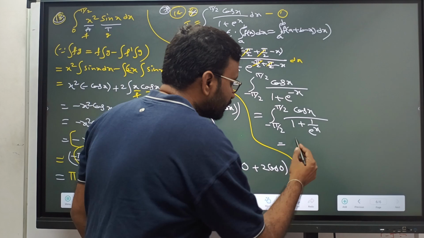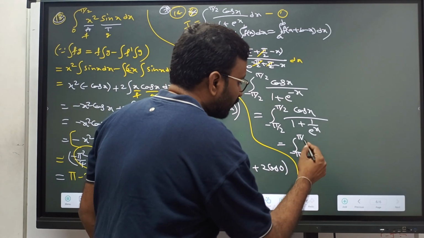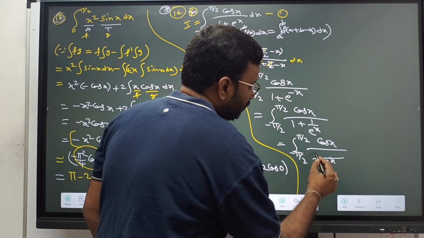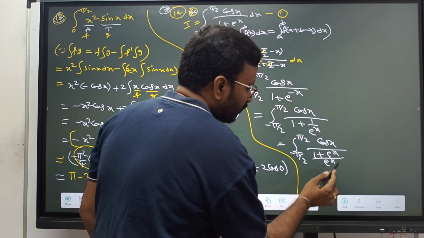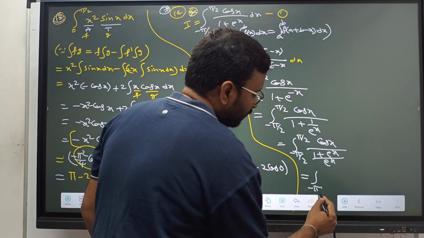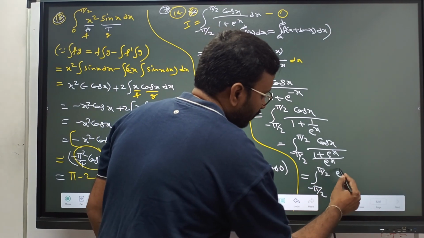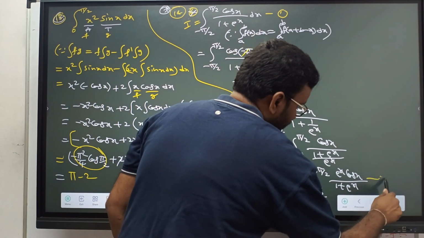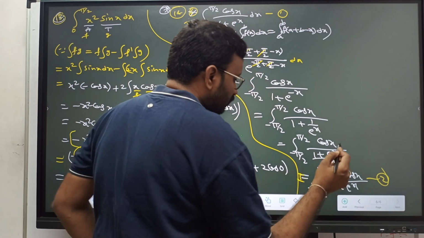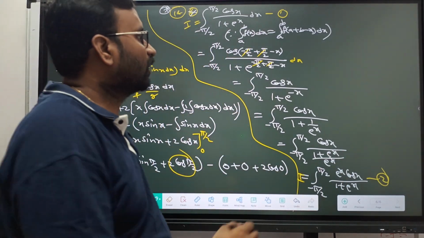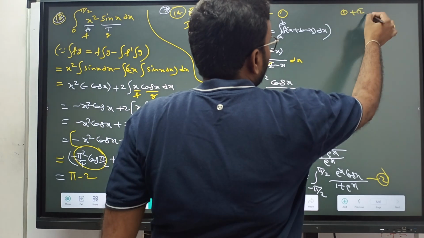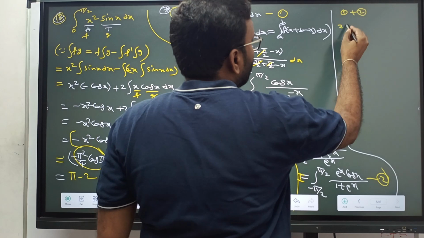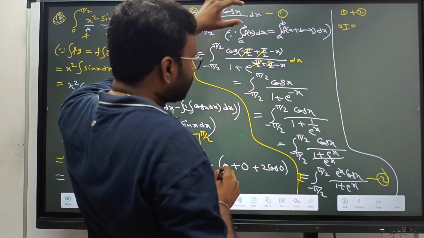Now 1 plus e power minus x can be written with LCM as e power x over 1 plus e power x. So this is integral minus pi by 2 to pi by 2 of e power x into cos x by 1 plus e power x. Let this be equation number 2. This is I, this is also I. Now adding 1 and 2, in LHS we get I plus I, 2I, which equals this plus this.